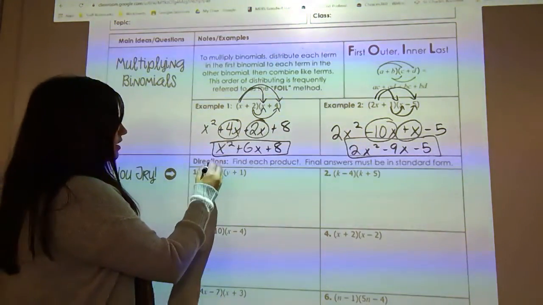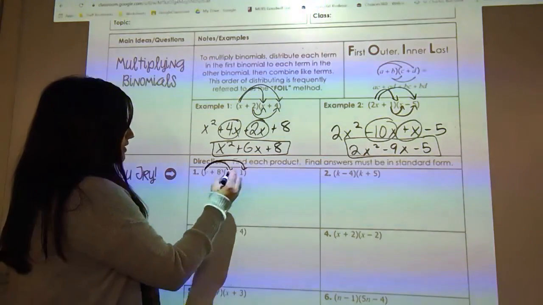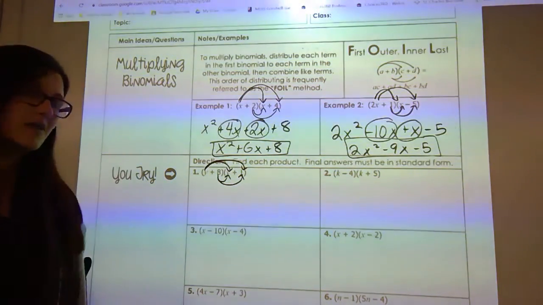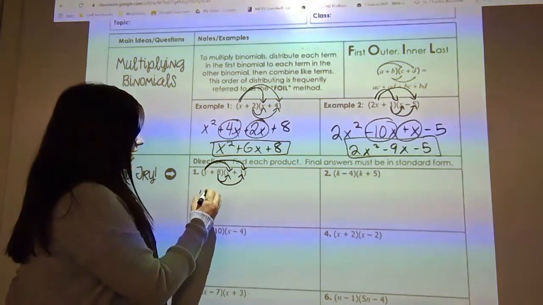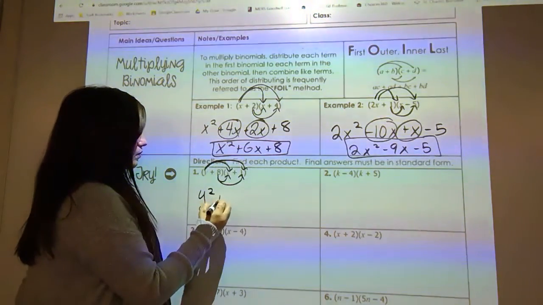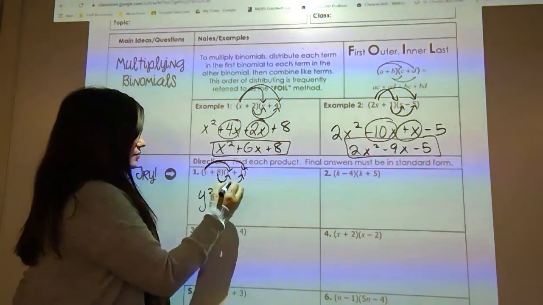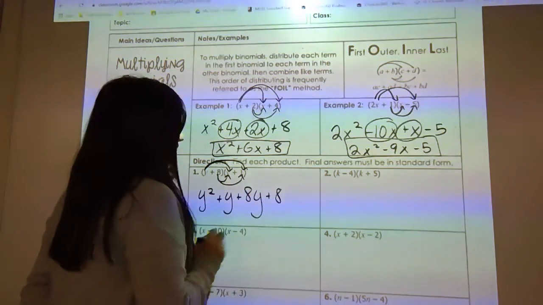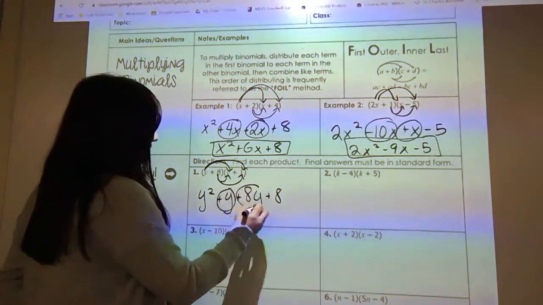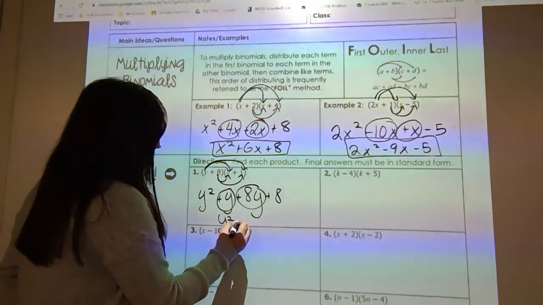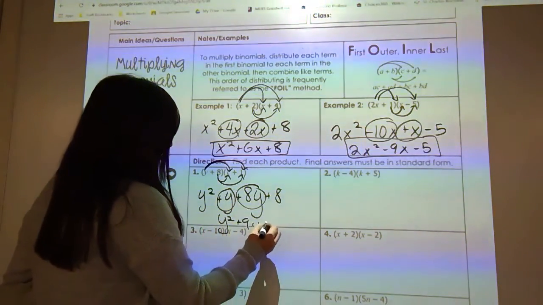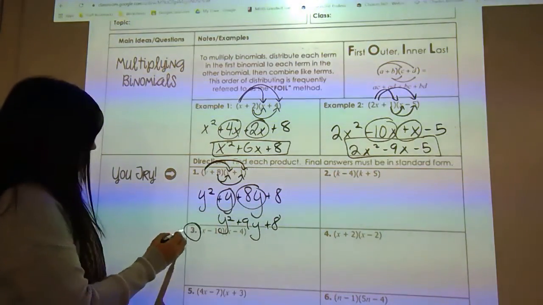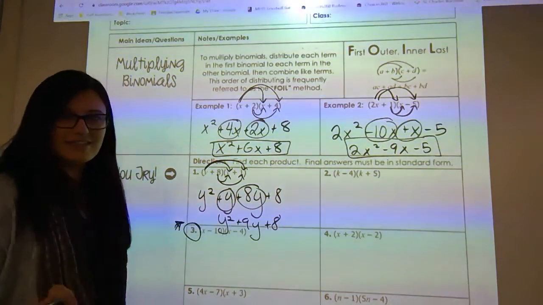I've got y times y, y times 1, 8 times y, 8 times 1. Okay, if you like drawing the arrows, you can, you don't have to. So we have y squared, y times 1 is positive y, 8 times y is 8y, 8 times 1 is 8. Combine those like terms. So you have y squared plus 9y plus 8. Okay, I am going to leave number 3 for you guys to do.